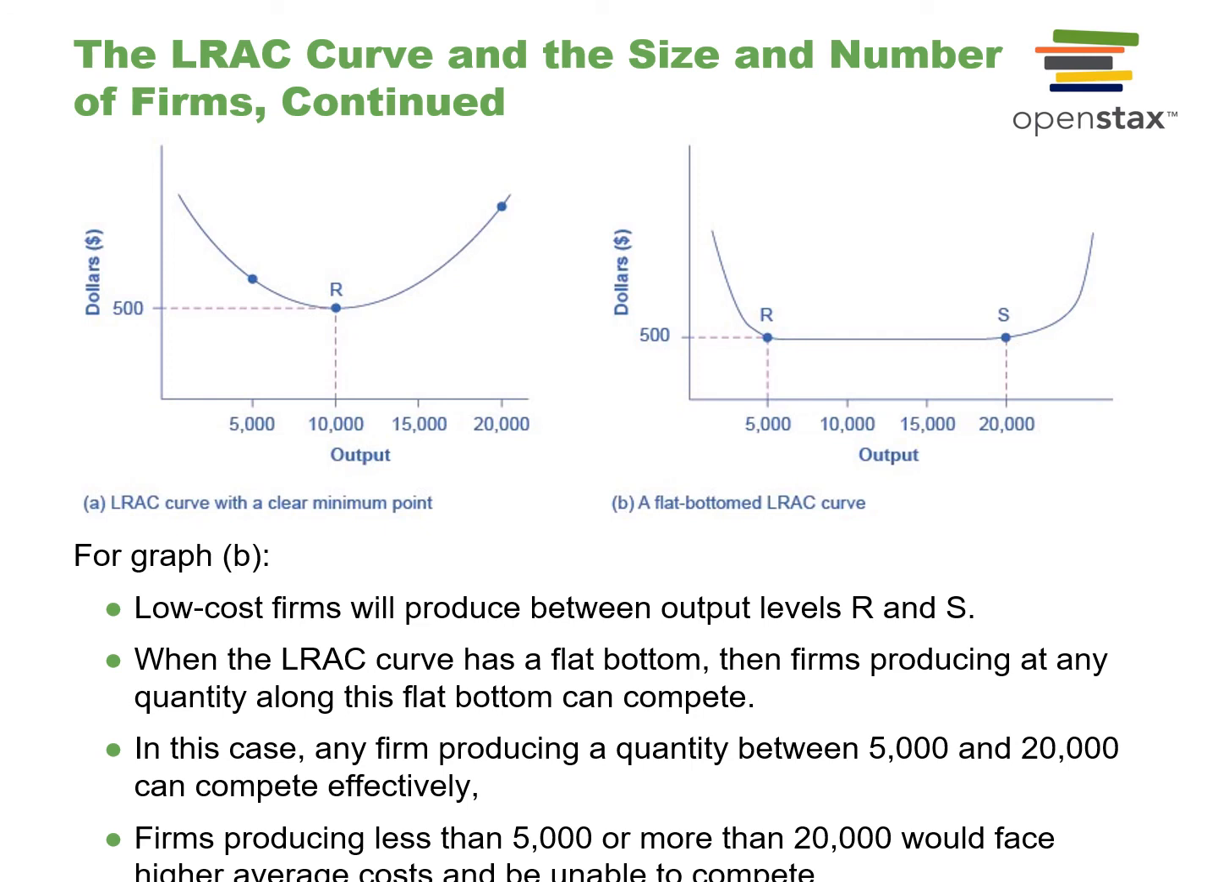This page is very similar to the previous page. For graph B, the low-cost firms will produce between output levels R and S. That makes sense. There's quite a variance in the amount of output they can do at that cost. It's advantageous, so it can definitely compete, whereas this firm here has to operate on this curve. He's really only competitive in that marketplace at the point where he can produce 10,000 and sell 10,000. Anything else will put a crimp in the margin he receives on the total profit.